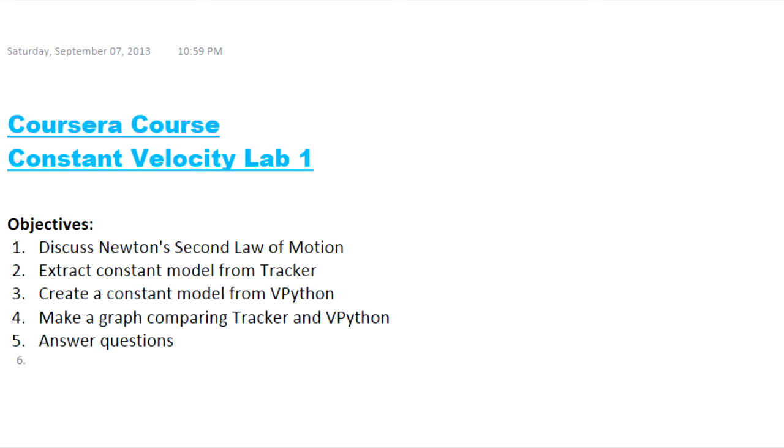Coursera course, Constant Velocity Lab 1. Our objectives are to discuss Newton's second law of motion, extract a constant model from Tracker, create a constant model from VPython, make a graph comparing Tracker and VPython, and answer the following questions.